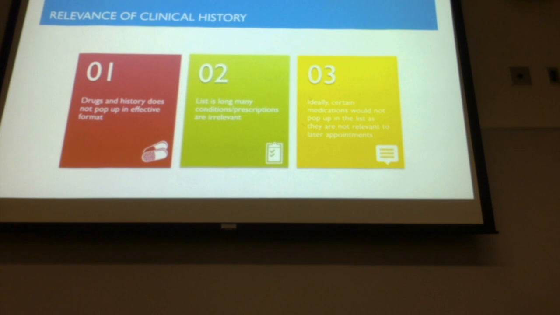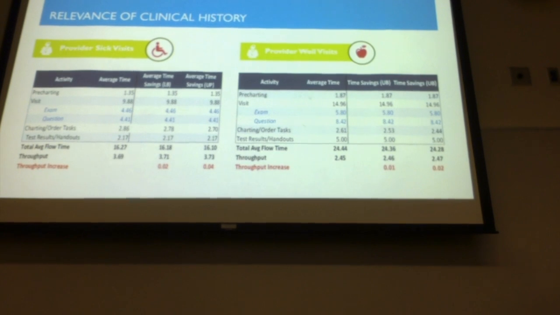For example, if someone's prescribed amoxicillin, that shouldn't show up in the EHR 5 years later because it's not a drug that they are still taking. And so we have estimated that for provider sick visits, it would allow for a throughput increase of 0.02 to 0.04, and for provider well visits, it would allow a throughput increase of 0.01 to 0.02 patients per hour.